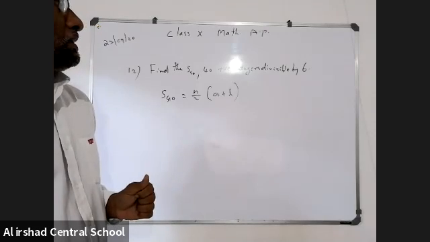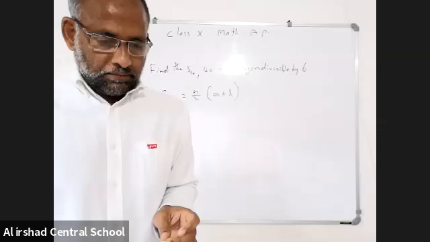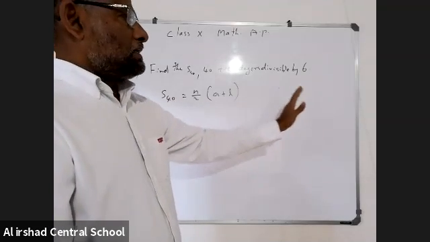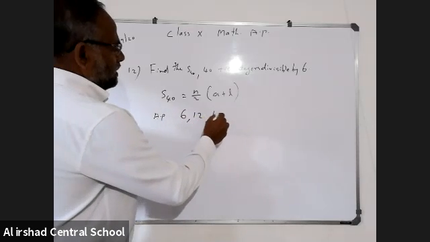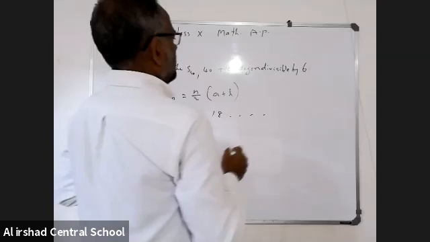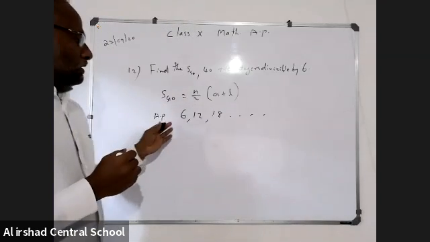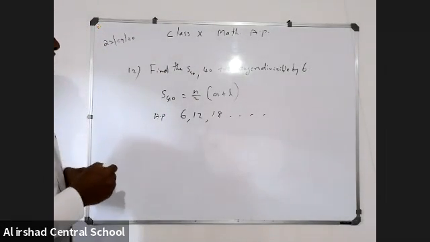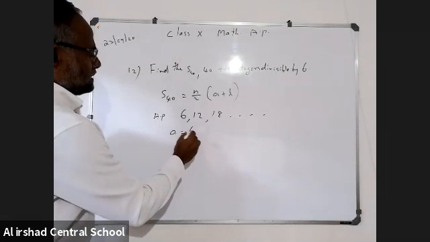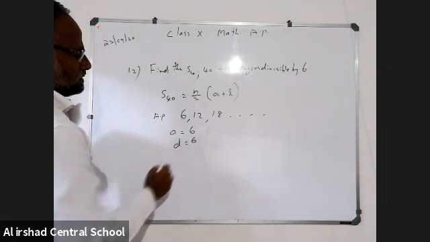A is 6. Tell me the reason why A is 6. Because it is the first integer divisible by 6. Yes. Divisible by 6 means multiple of 6: 6, next is 12, 18. Okay, we got it. We can write the AP: 6, 12, 18, then it is going like that. Don't go up to 40, it will take time, because it is a 2 minutes problem only. Okay, fine. A is equal to 6, D is equal to 6.